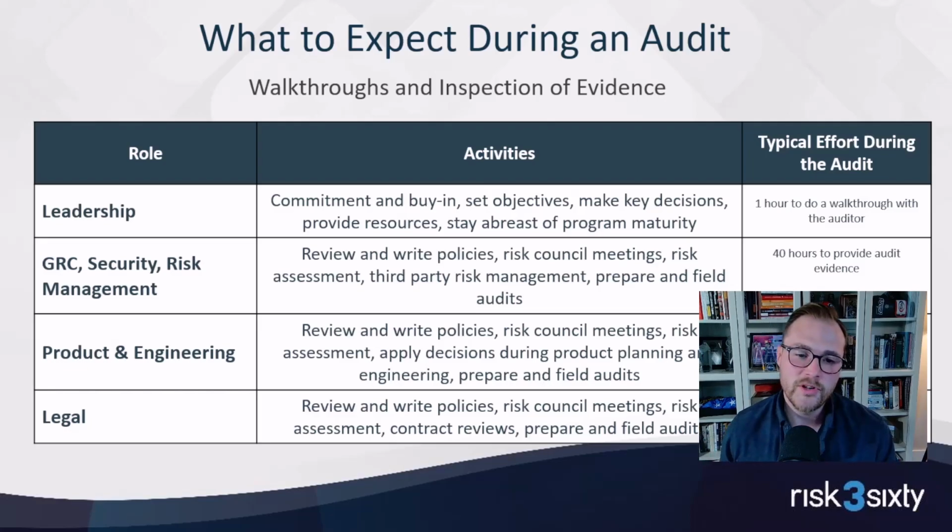The next group of individuals is your GRC team, your security team, risk management, whoever that group is. They're going to do similar types of activities like providing evidence. They're going to review policies. They're probably members of the risk council meeting as well as leadership. That's probably the group who's executing the risk assessment. They might be doing vendor risk assessments and doing your third-party risk management program. And they're going to have to do a lot of prep for the external audit themselves.